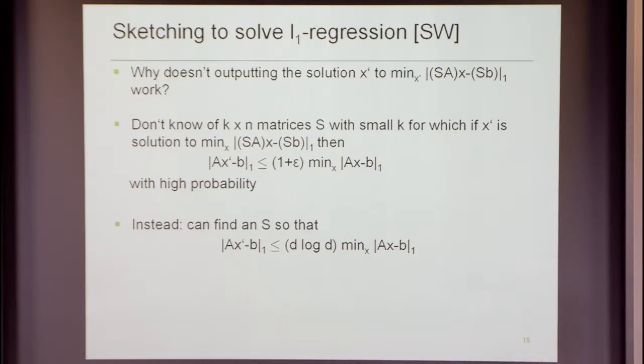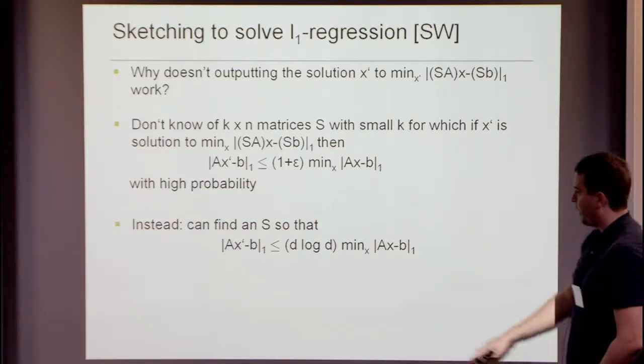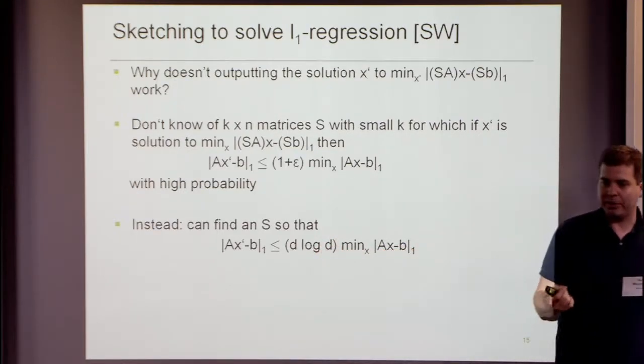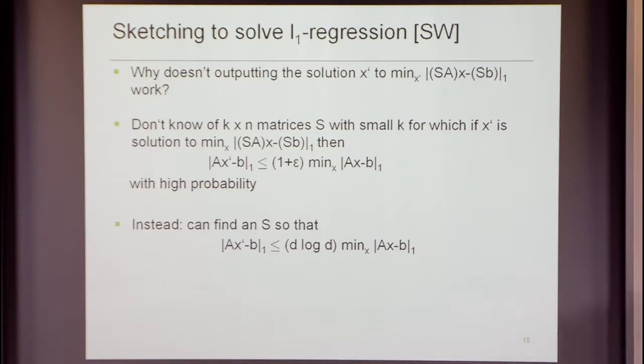And we will use this fact to bootstrap to get a 1 plus epsilon approximation. But most trivially, you can get a root n approximation just by solving the least squares problem and relating the 2 and the 1 norms. So this is giving something interesting.